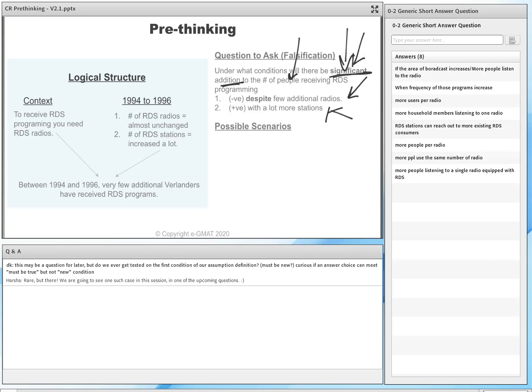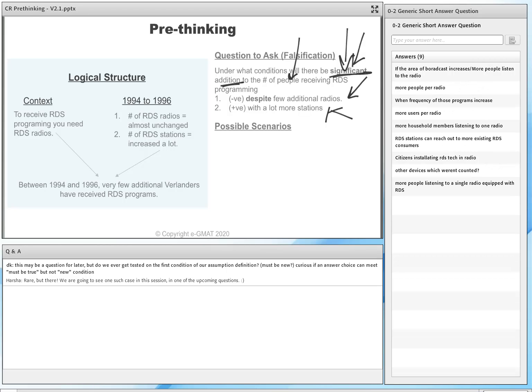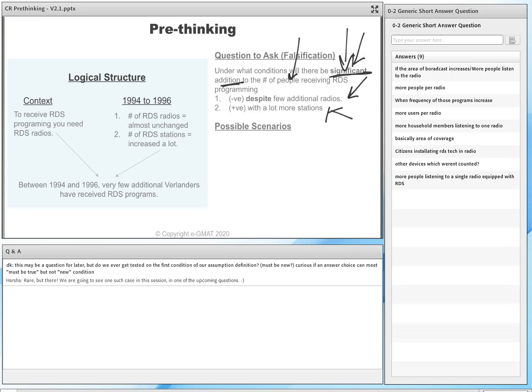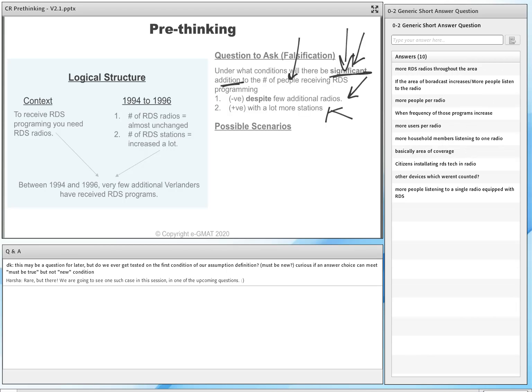When the frequency of those programs increases. Again, frequency is not as important. Why? Because even if it's not about people spending more time listening to RDS programs, what I was saying is more people are getting it. Even if you had one program, that frequency piece is very similar to number of trips versus number of cars. So people per radio and coverage are really important.